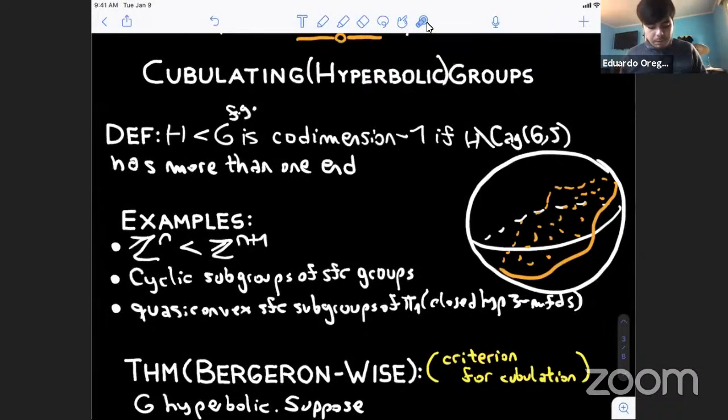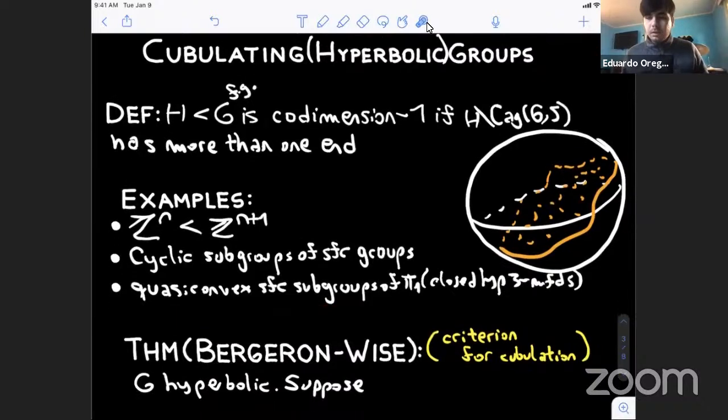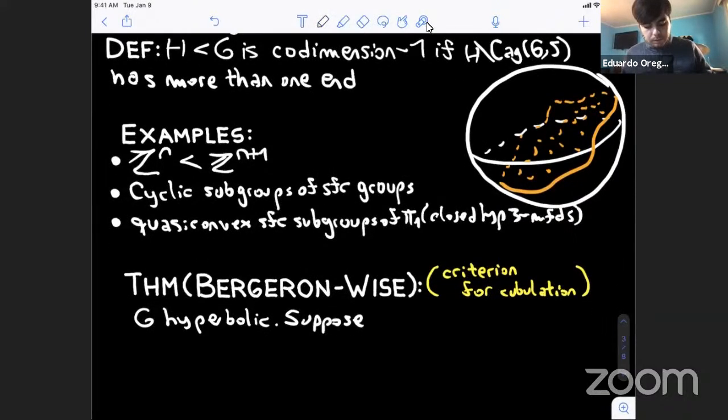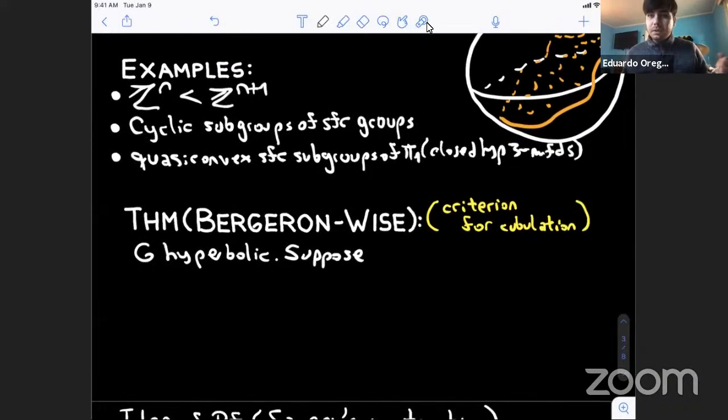Maybe here I'm lying, maybe here I'm not being really specific, maybe we need some condition for this subject to be two-sided, but in any case morally being a quasi-convex surface subgroup means being codimension one. And why we need codimension one subgroups is because they are intimately related to cubulation via Sageev's idea. But I'll just state this as a theorem in terms of a criterion of Bergeron-Wise.